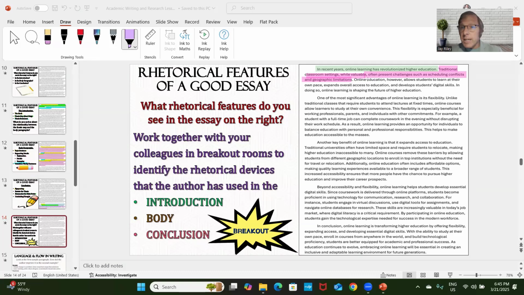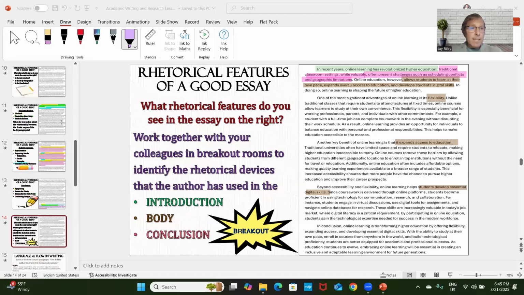He says online education allows students to learn at their own pace, expands access to education, and develops students' digital skills. So, flexibility, learning at your own pace, expanding overall access to education, and develop essential digital skills. So right there, that's my thesis map. That's where the author is telling me the three big points that they're going to be discussing.